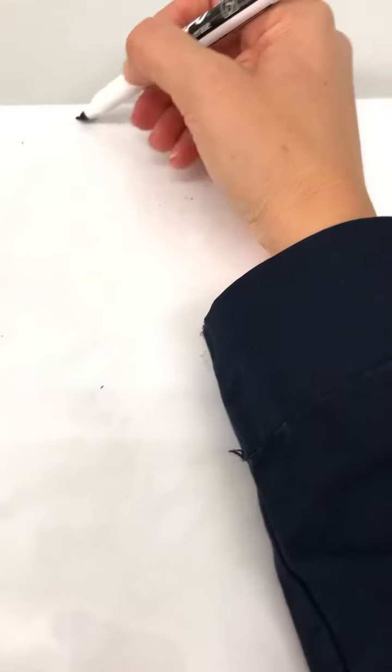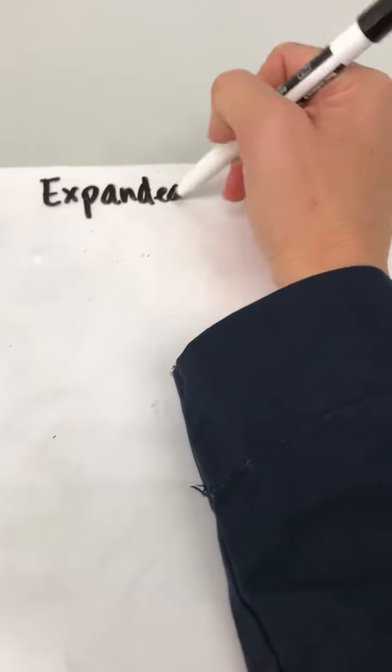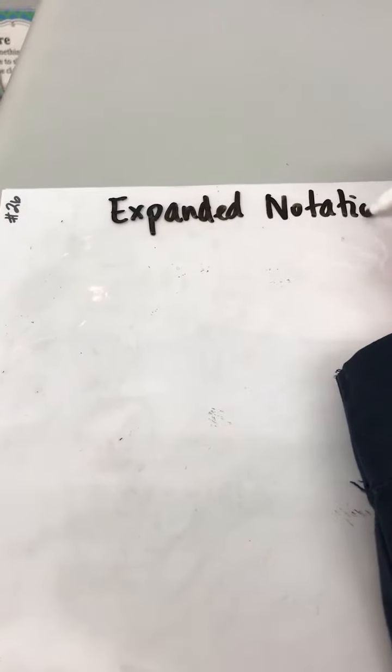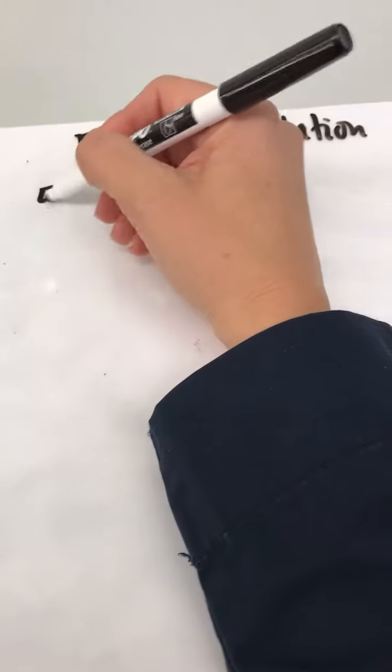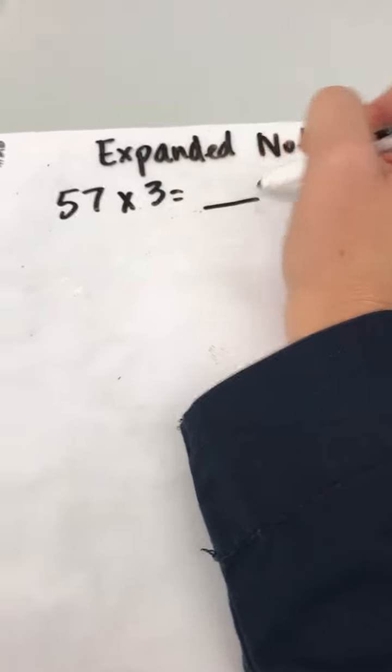At the top of the whiteboard, I'm going to go ahead and write the title of this method. This is the expanded notation method. And for this problem, I'm going to model the same one that I did on the last one. I'm going to do 57 times 3.